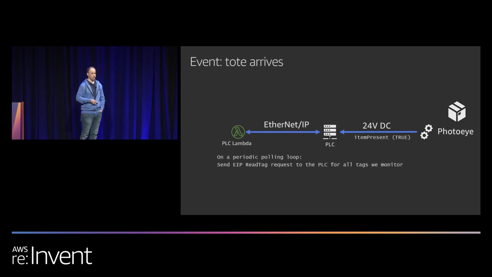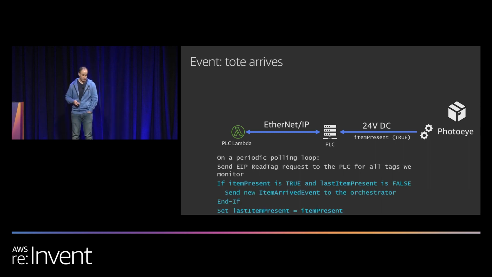Our PLC lambda is in constant communication and has a persistent connection to the PLC. And it's using the Ethernet IP industrial protocol to periodically scrape the values of many state variables inside the PLC, one of which is this item present tag. And so the PLC lambda is doing this in the background on sort of a polling thread.